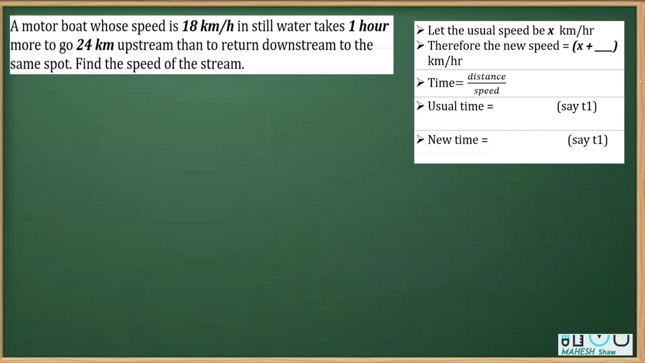In this case, we can observe that we have a fixed distance of 24, but you have to read this carefully because it is slightly different, as I said. Here the motor boat moves with a speed of 18 kilometers per hour in still water, that is, when the water is stagnant, not flowing. Then it takes 1 hour more to cover this 24 kilometers upstream. Upstream is against the stream. And then to return, that is downstream, towards the stream, to the same spot. We have to find the speed of the stream.